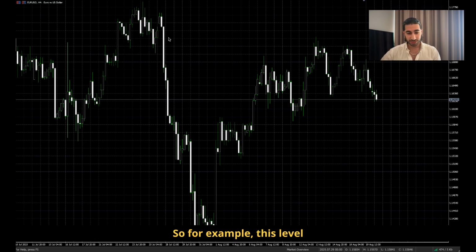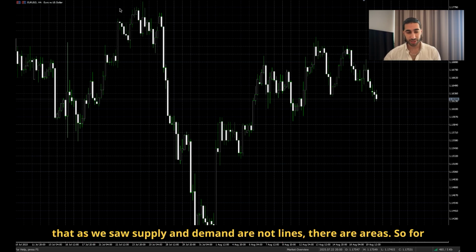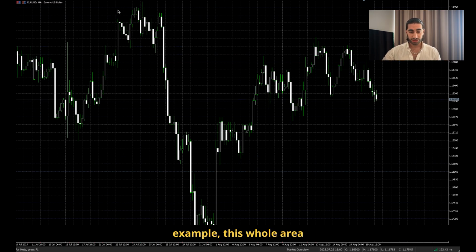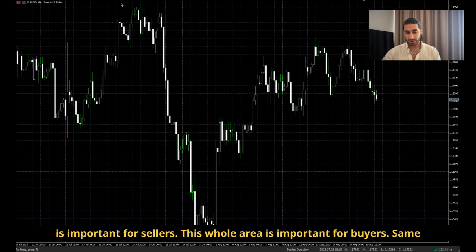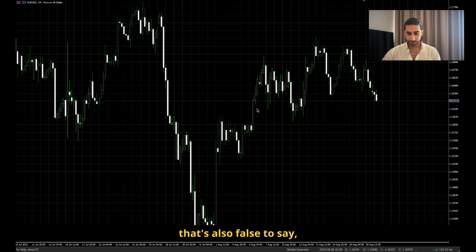So for example, this level and this level are important. This price and this price are important. However, understand that as we saw, supply and demand are not lines, they are areas. So for example, this whole area is important for sellers. This whole area is important for buyers. Same here, for buyers important, for sellers important, until buyers won the war basically.